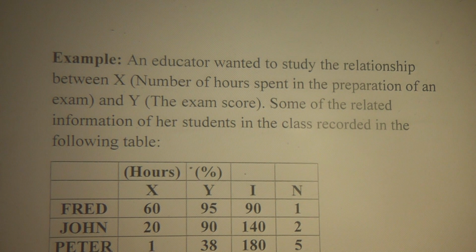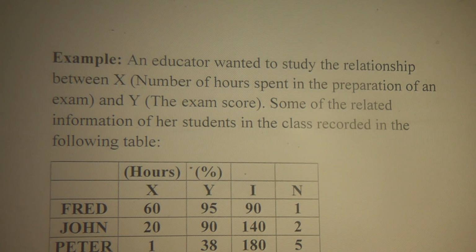Okay, next one. I'm going to give you an example to show how we can determine the independent variable and dependent variable when we study the relationship between two variables. Now look at the example. An educator wanted to study the relationship between x and y. What is x? X is the number of hours spent in preparation for the exam, and y is the exam score. Some related information about her students in the class is recorded in the following table.